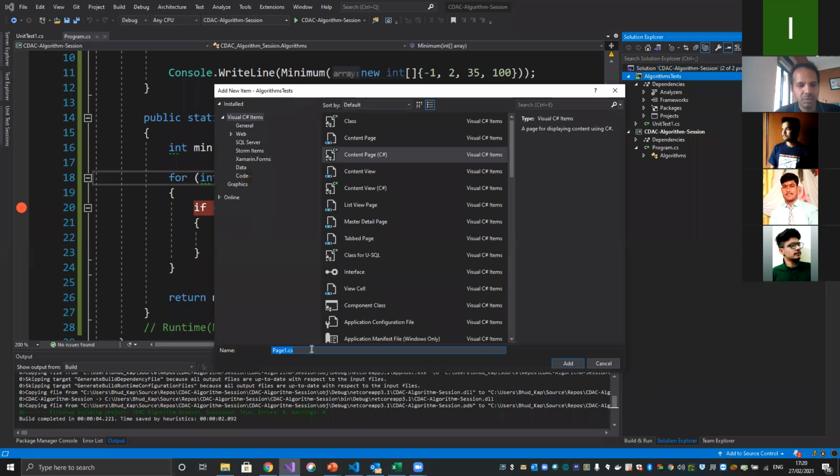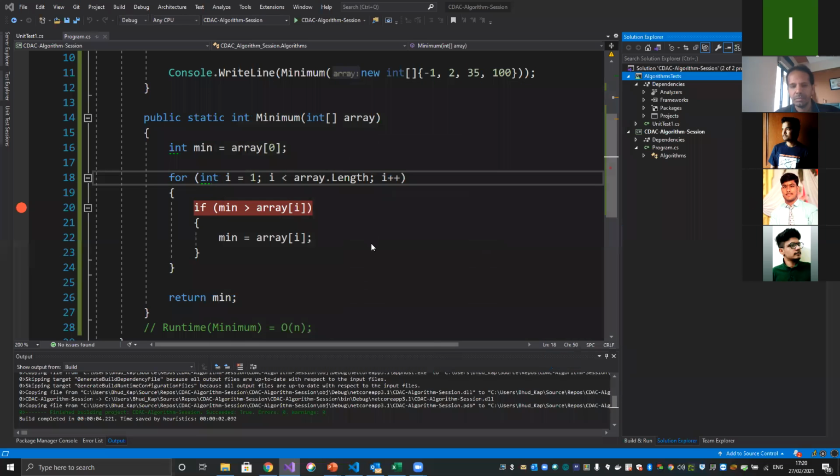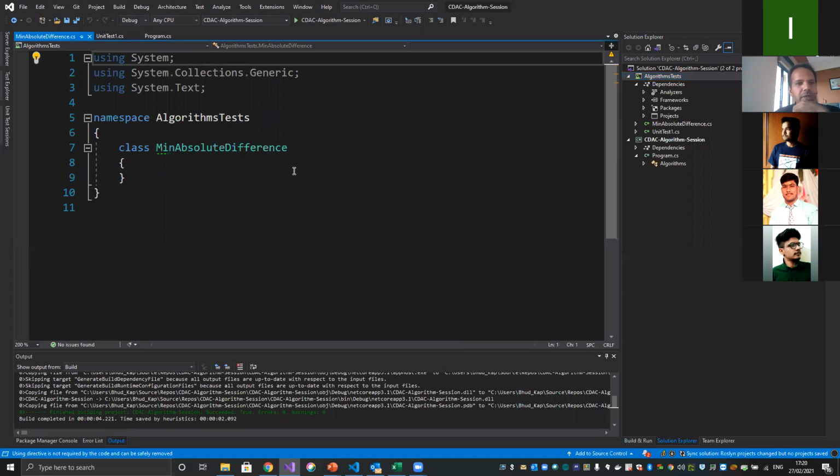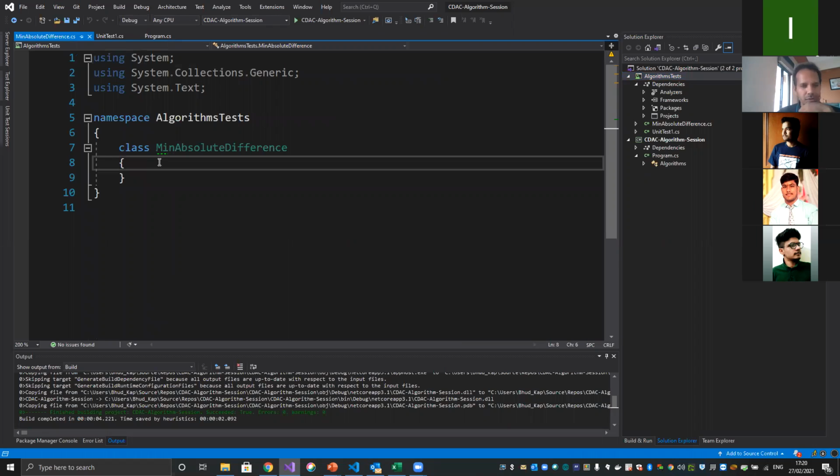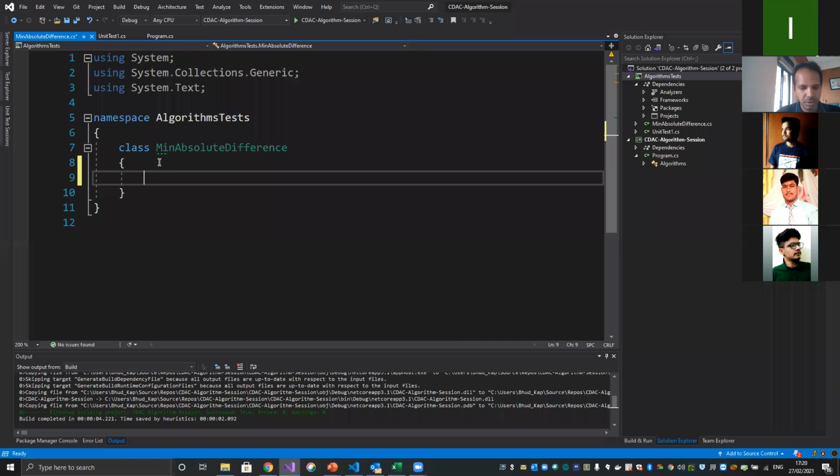Okay, so what's the name? Let's call it minimum absolute difference, right? No content page class. That's what we want. Okay, it's created this class, and now interestingly, I want to understand what is the function signature here. We got to speed this up a bit.